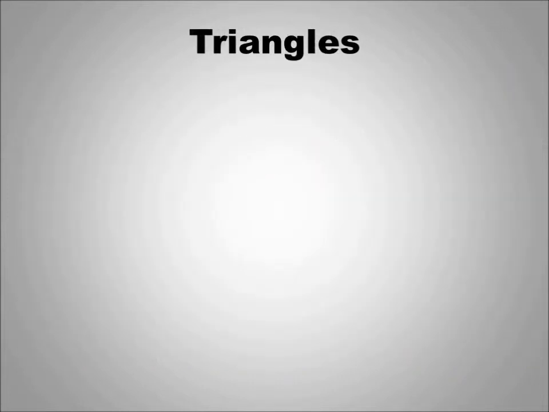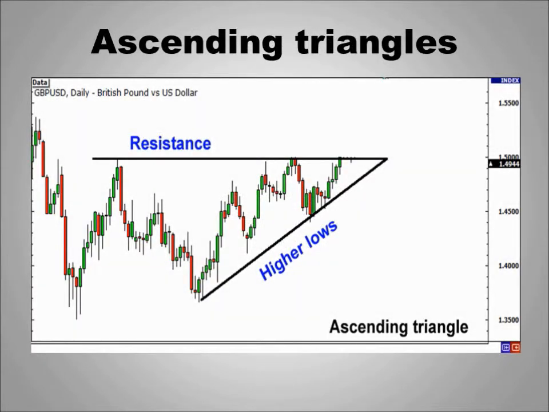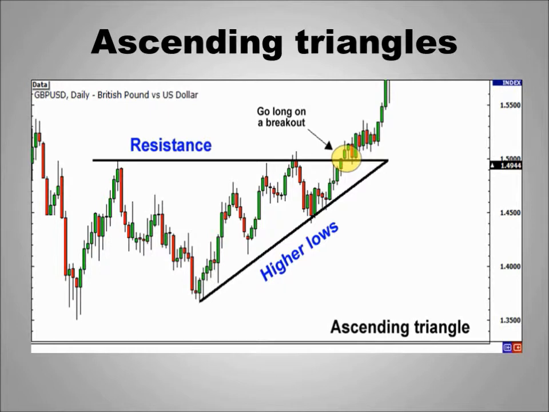Okay, now triangles, more about patterns. So as we know from the previous videos, there are 3 types of triangles: ascending triangles, descending triangles, and symmetrical triangles. So again, let's look at these types of triangles. So here we have an ascending triangle. Notice that the line of resistance is flat across the chart. However, we have higher lows, and it looks like the line of support is going to cross over the line of resistance. So, what happens when we see that?